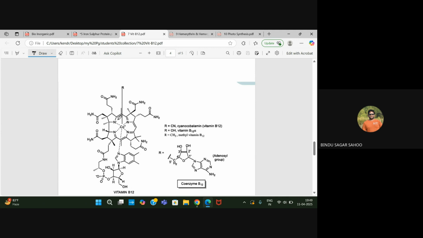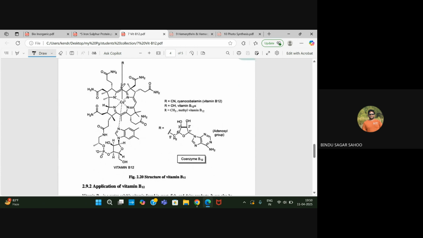Okay. And here you see on the upper side of the plane there is an attaching site. This is named R. If you add R in place of the fifth coordinating site above the plane of the cobalt, this will be called cyanocobalamin, or we can say it is vitamin B12. If on the top there is an OH group, we can call it vitamin B12 alpha. If in place of R, a CH3 group is present, we can call it methyl vitamin B12. So this is the complete structure of vitamin B12.